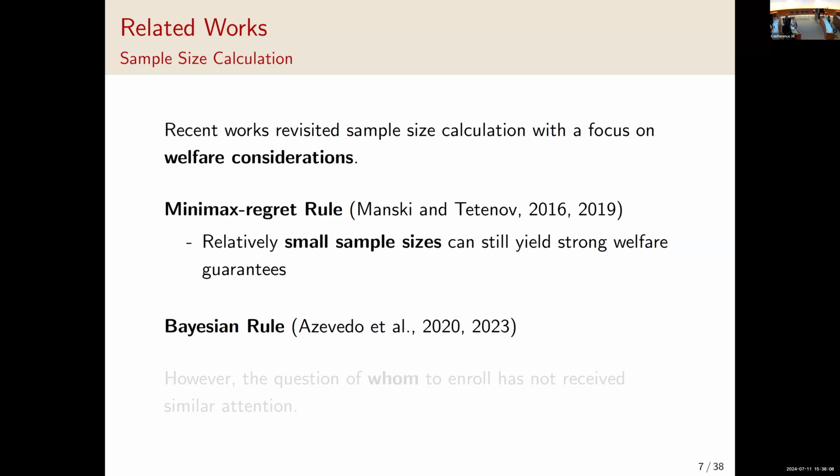There's also another series of work that calculated total sample size using a Bayesian rule based on prior information such as earlier phase trials and historical data sets. However, we know that the question of whom to enroll has not received similar attention.